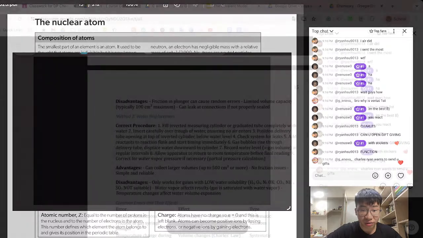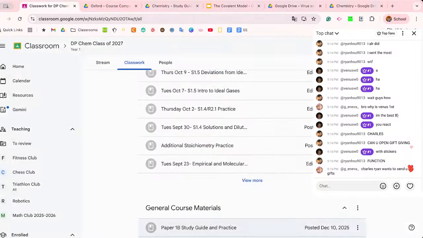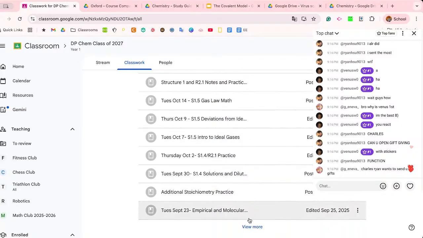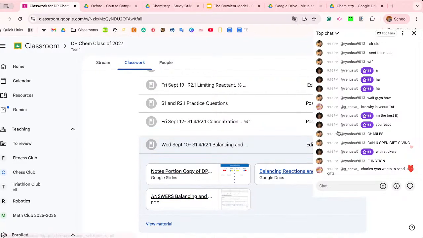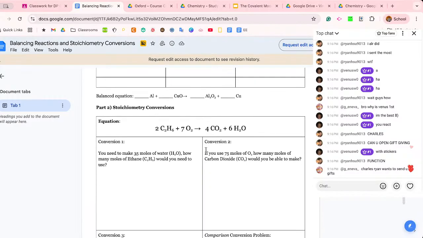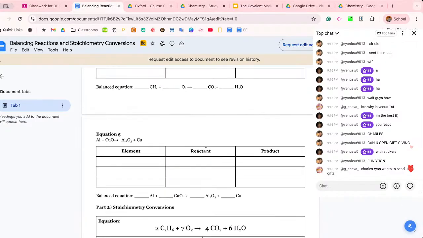Let me go to the Google window. Yep, that worked. What's balancing equations? This one. But this one's pretty easy though. Oh, okay. For example, Al plus CuO. Let me write it first. Al plus CuO will become Al2O3 plus Cu.